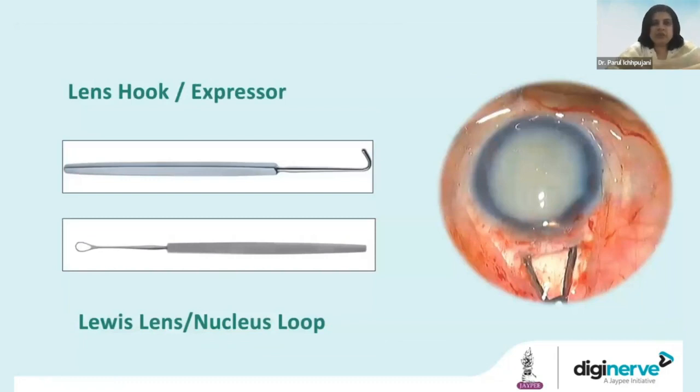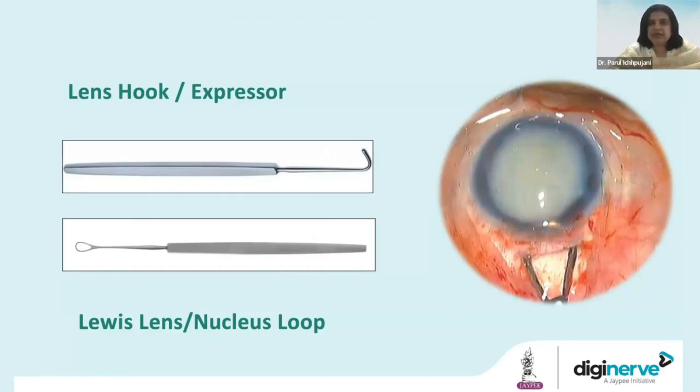So one of these instruments is a lens hook and a nucleus loop. The nucleus loop is put at the section. If you are using a tunnel, it is used at the scleral tunnel section, or if we have an incision on the cornea, then you can do it to press the posterior scleral lip in ECC.